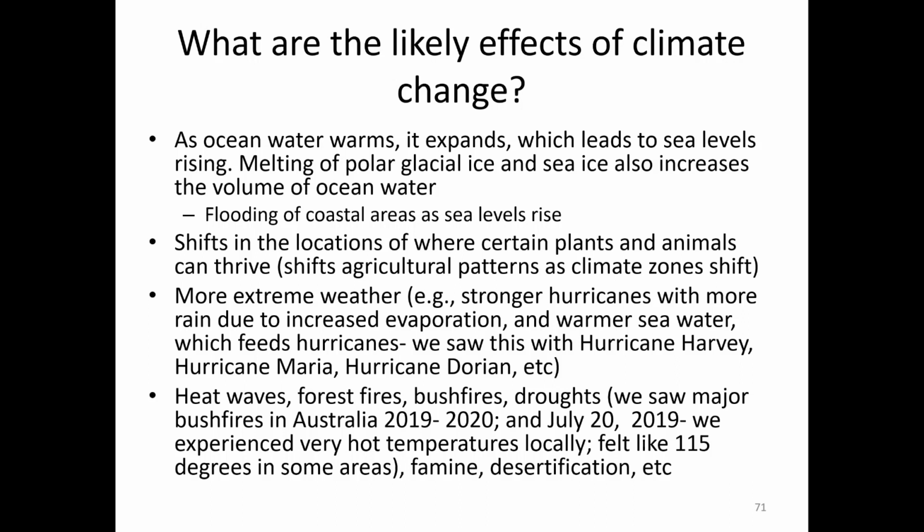We're also going to continue seeing shifts in locations where certain plants and animals can thrive. So that would shift our agricultural patterns. More extreme weather is expected, for example, stronger hurricanes with more rain due to increased evaporation and warmer seawater, and those are both factors that feed hurricanes. And we saw this with Hurricane Harvey, Hurricane Maria, Hurricane Dorian. Those are examples, and we're probably going to continue seeing very large hurricanes.